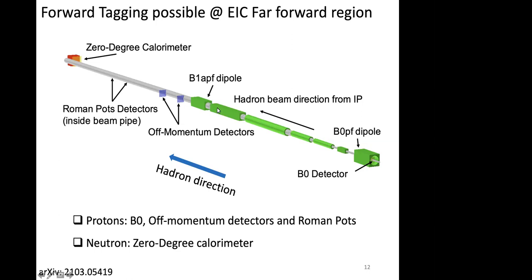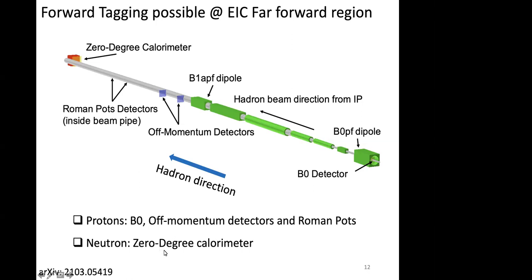and it is designed to detect this specific type of spectator tagging event. This far forward detector region has many different components, which give it the capability to detect both neutral and charged spectator tagging. So for example, the proton will be able to be detected in the B0 momentum detector and Roman pots. And the neutron will be able to be detected at the zero degree calorimeter.